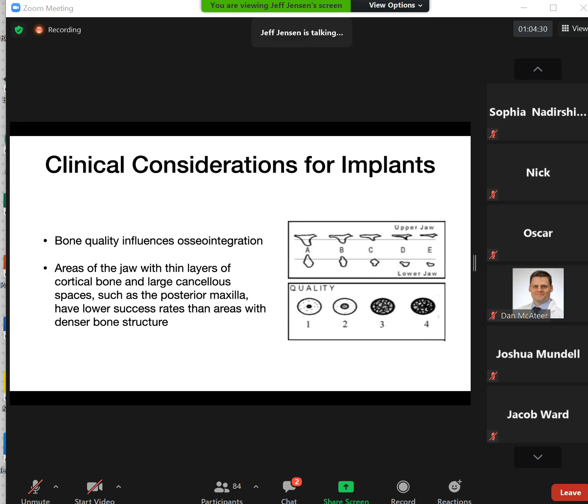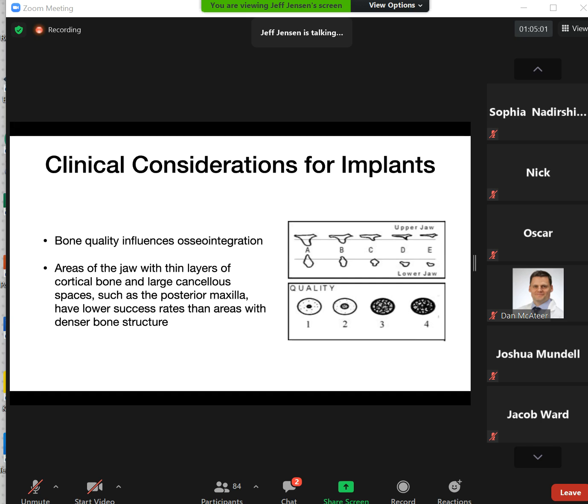So bone quality can influence osseointegration. Typically, some areas of the jaw come with thin layers of cortical bone and large cancellous spaces. Others are opposite. They have a thicker cortical bone and less cancellous. So like mandible is what we think of there, especially anterior. So bone that is less dense can have lower success rates than bone that is more dense.